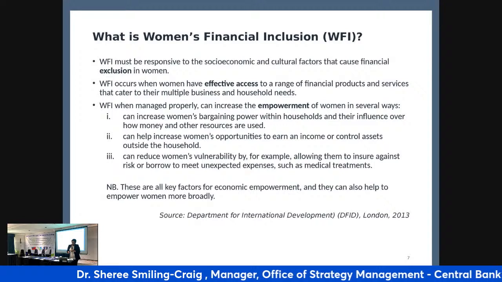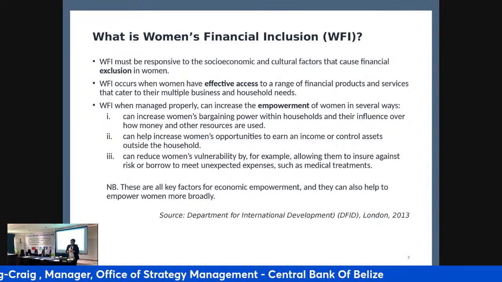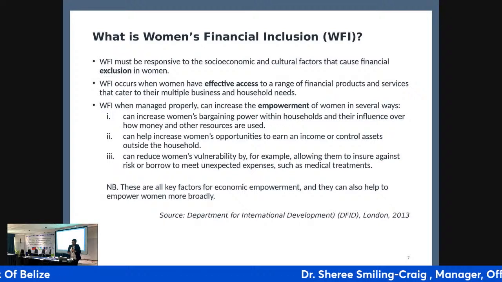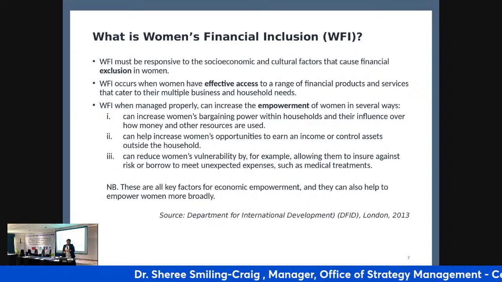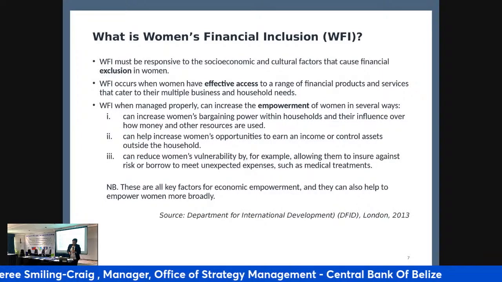And I put a note there: these are all key factors for economic empowerment, and they can also help to empower women broadly in any area, not just financial inclusiveness. So let's look at some of the gender barriers to women's financial inclusion.